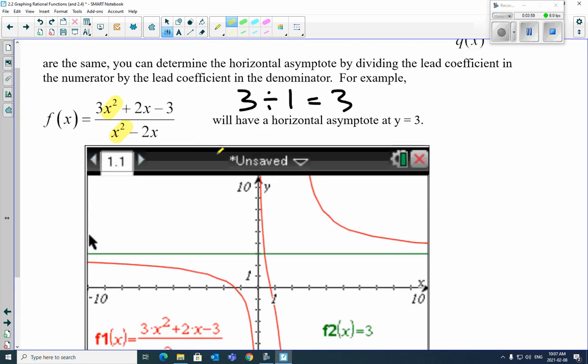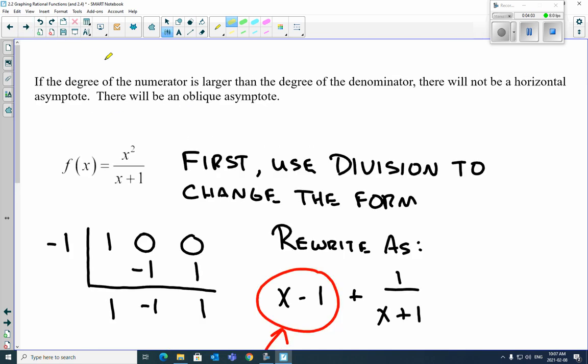Now, let's look at the oblique one, which is on the next page there. These are kind of weird. You barely ever see them, but you still have to learn about them. Okay, so this one, if the degree of the numerator is larger than the degree of the denominator. So this one we have an x squared, this one we have an x to the 1. So you can see right away that the numerator is larger degree than the denominator.